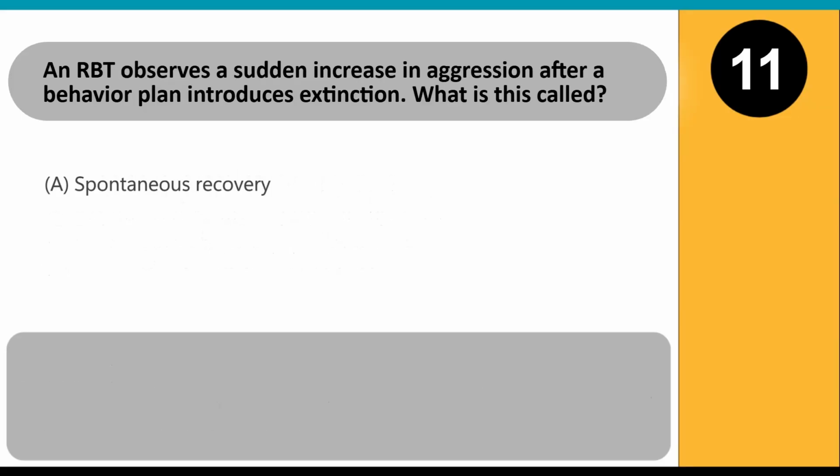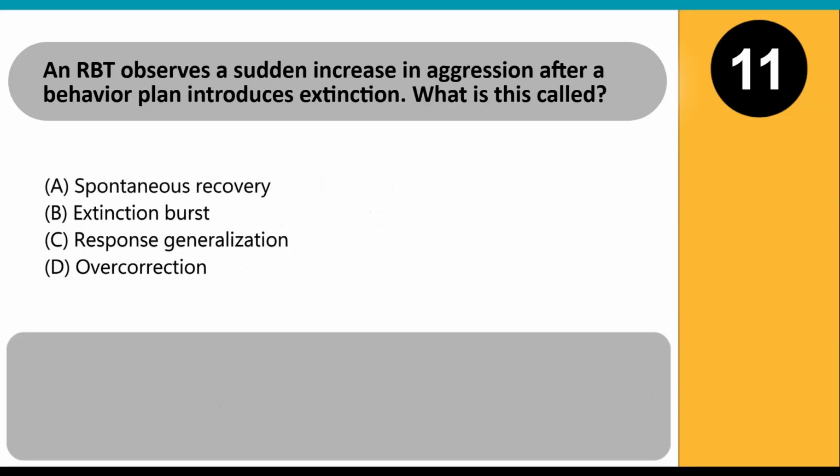An RBT observes a sudden increase in aggression after a behavior plan introduces extinction. What is this called? A. Spontaneous recovery. B. Extinction burst. C. Response generalization. D. Overcorrection.